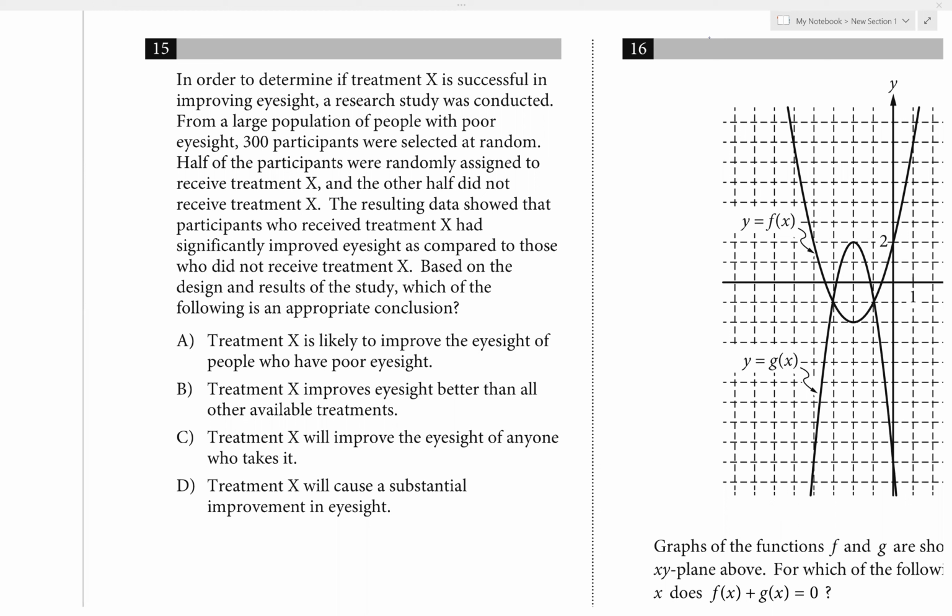Okay, so this question is like an experiment or a study that we're doing. We're selecting from a population, we selected 300 participants, and we broke them into two groups, one receiving treatment X, the other one did not. And the group that received treatment X had significantly improved eyesight. So based on these facts, we want to go through the answer choices and see which one is the best answer.